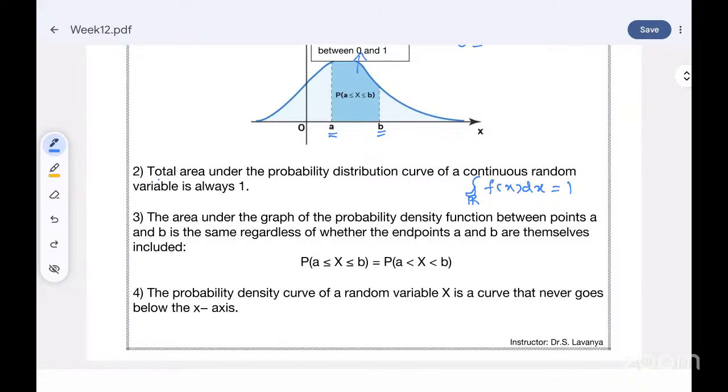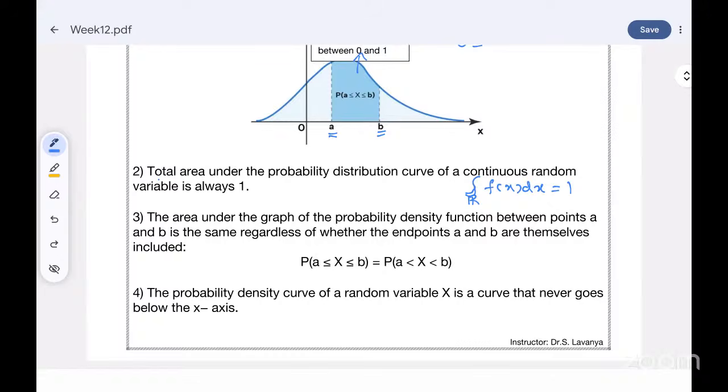All right. Also, since it is a continuous random variable, the area under the graph of the probability density function between points A and B is the same regardless of whether the endpoints A and B are themselves included. It means the probability of a single point has no value for a continuous random variable. For example, if you are just considering P of x equal to A, then there is no value for just one point.